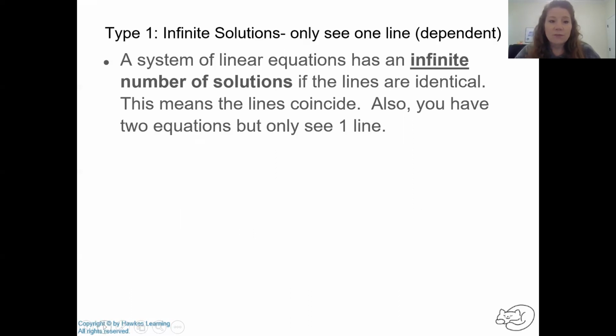All right, so the first one we're going to look at is when the two lines are dependent. It says a system of linear equations has an infinite number of solutions if the lines are identical. This means the lines coincide. Also, you have two equations but you only see one line. For example, we have two different equations here.